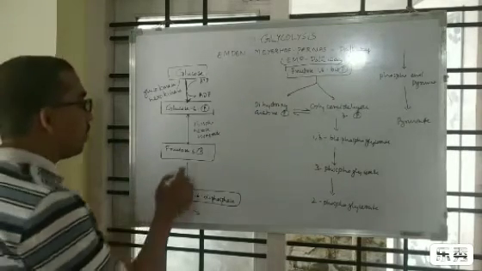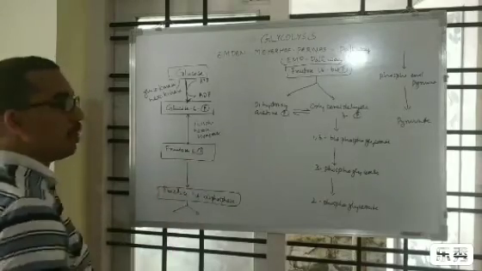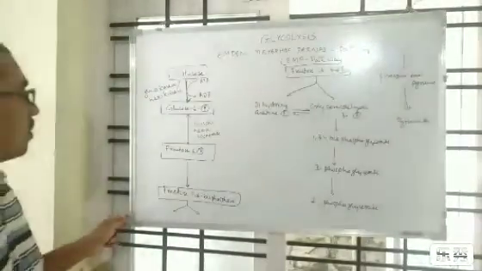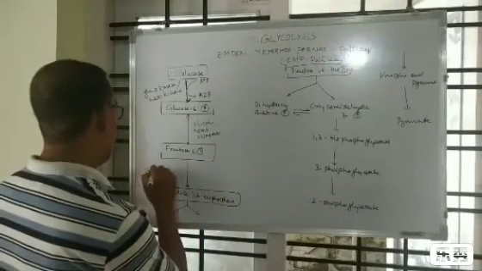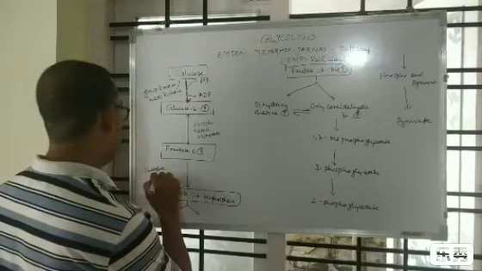Then conversion of fructose 6-phosphate to fructose 1,6-bis-phosphate. That is by the enzyme phosphofructokinase.